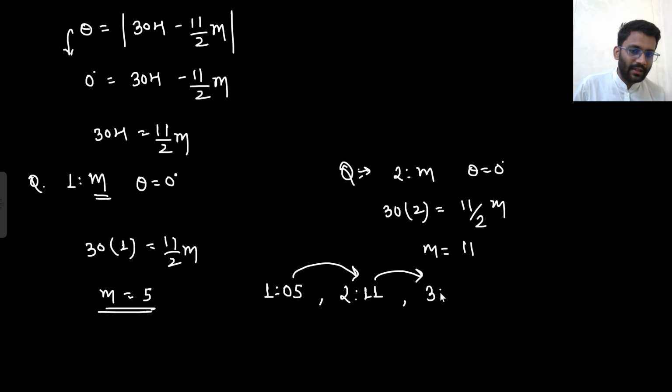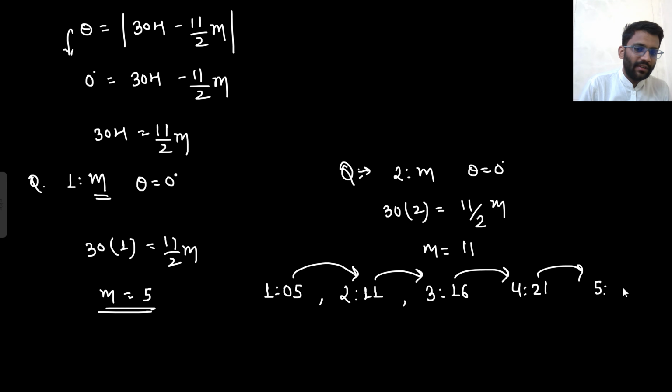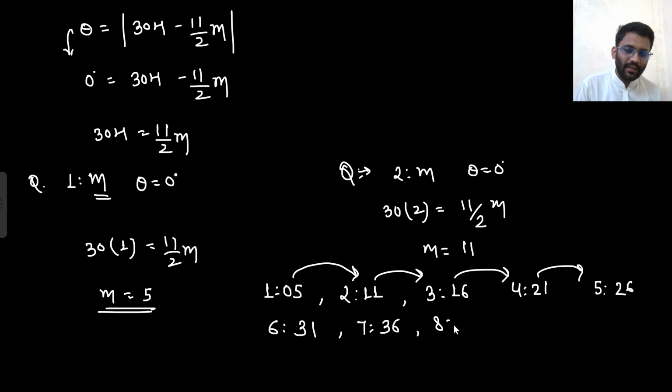So next would be 3:16. Next would be 4, add 5 in this, 21. Next would be 5, add 5 in this, 26. Next would be 6, 31. Next would be 7, 36. Next would be 8, 41. Next would be 9, 46. Next would be 10, 51. Next would be, something is wrong.